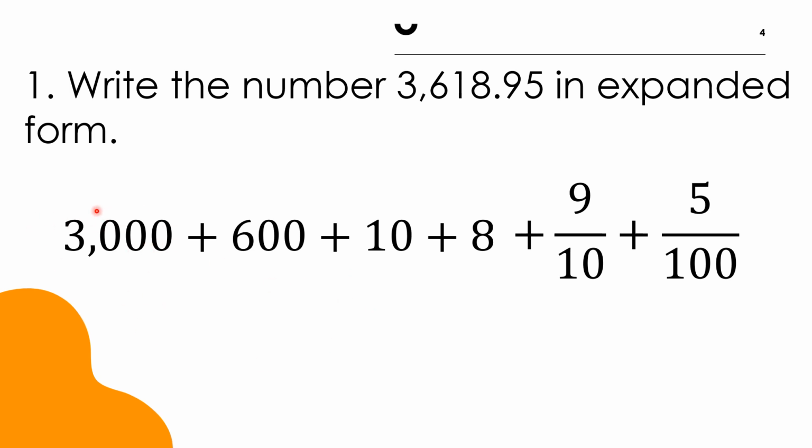Some people will take it one step further and they'll change this 3,000 to be 3 times 1,000. They'll change the 600 to be 6 times 100, the 10 to be 1 times 10. So basically just separating it into the digit times its place value. But for our purposes, to me, this looks a little bit neater.